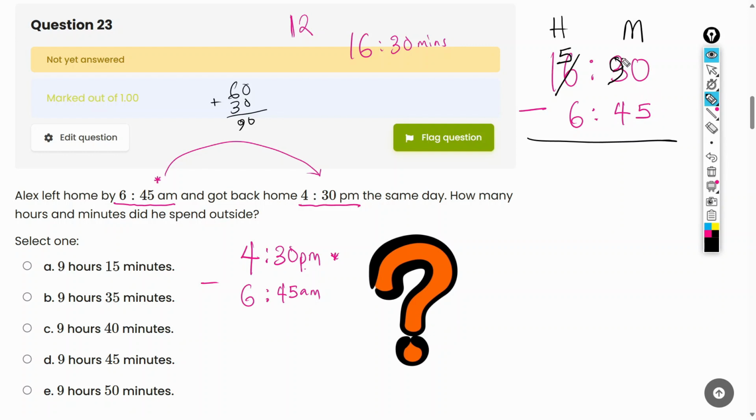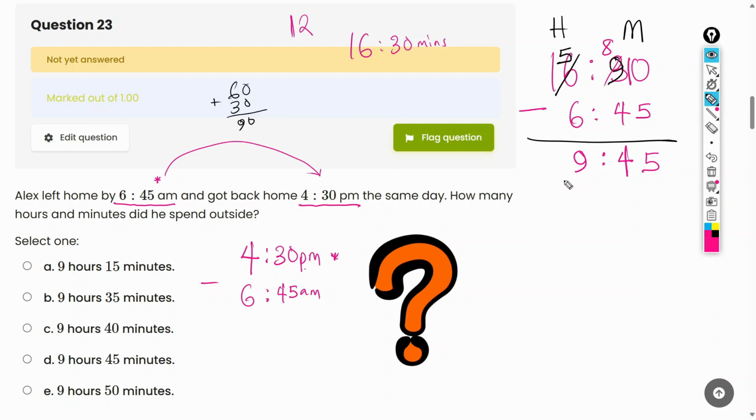Because 0 minus 5 wouldn't work. So if we take 1 from this, we are left with 8, and then 1. So 10 minus 5 is 5. 8 minus 4 is 4. That's 45 minutes. And then 15 minus 6 is 9.